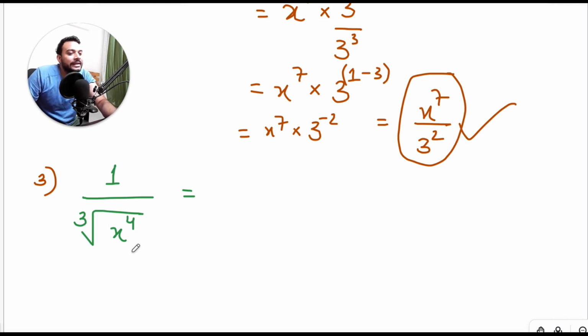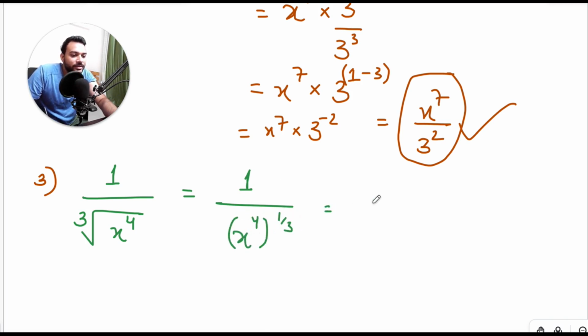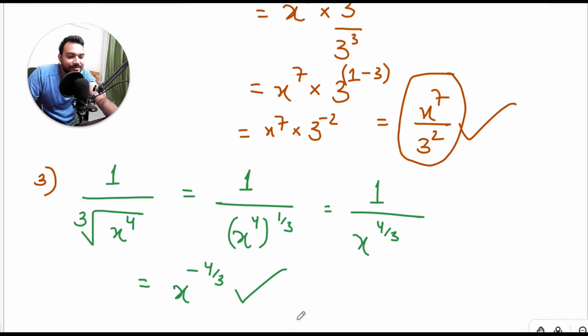So we can use the negative power thing here. How? First write the denominator in exponent form. Third root means 1 by 3. x raised to the power 4, raised to the power 1 by 3, which is equal to 1 upon x raised to the power 4 times 1 by 3, or 4 by 3. Done. Now this can be written as, it'll go on the top. Let's take this x raised to the power 4 by 3 on the top, and it becomes a negative power, x raised to the power negative 4 over 3. This is the simplified version. Next.